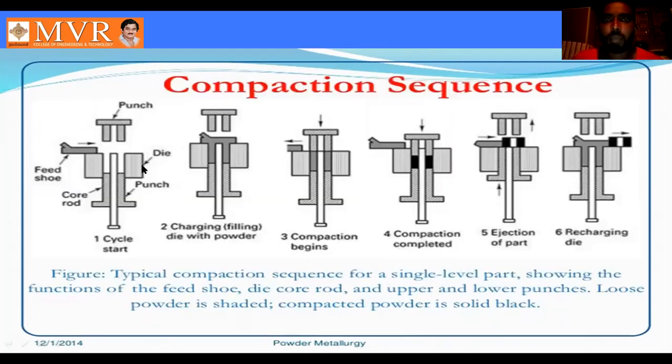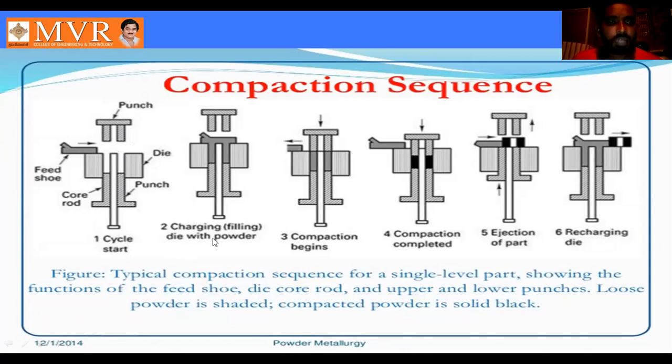So see here, compaction sequences. One of the compaction sequences, this one also, is where the cycle starts. Different types of parts we can see here in the compaction sequence. This one we call a punch. It is a die. It is a punch. It is a core rod. It is a feed shoe. So see here, first, the cycle starts from here, the first step onwards.